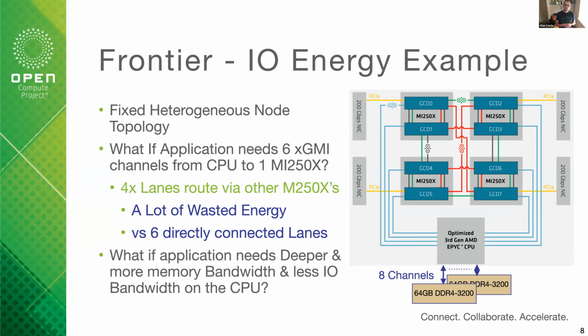Also, what if your application needs deeper and more memory bandwidth? HBM's great bandwidth, but not very deep. DDR is very deep, but not very good bandwidth. But what if you do need more? Well, unfortunately, that's a decision made at fabrication time of the processor. The designer decides how many local memory channels and how much I/O they have.